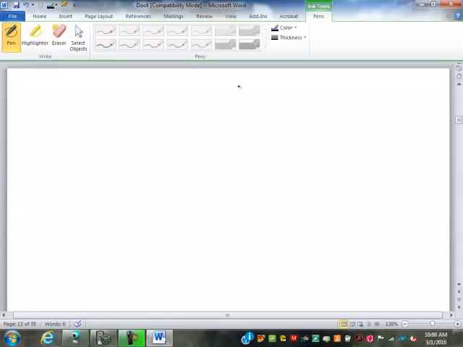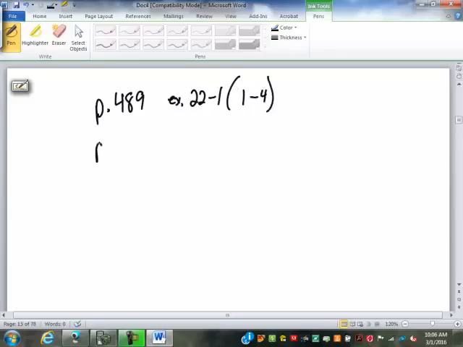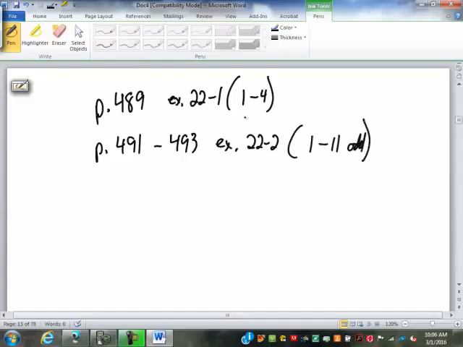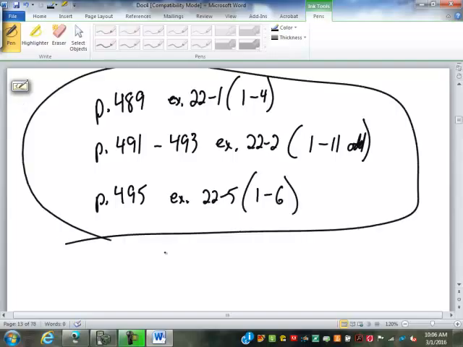So, in your big books, page 49, exercise 22-1, just 1 through 4, those go pretty quickly. Page 491 through 493, exercise 22-2, 1 through 11, the odds, just finding the missing angles, and page 495, exercise 22-5, 1 through 6, do all those. So that should go fairly quickly. You should be able to have those all done before we take our break.